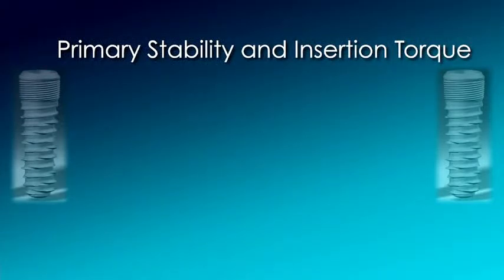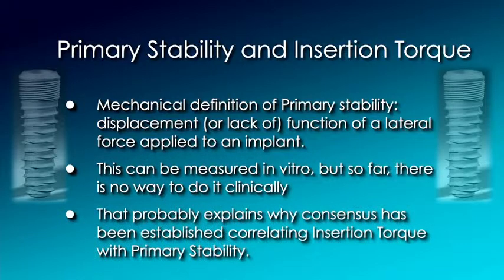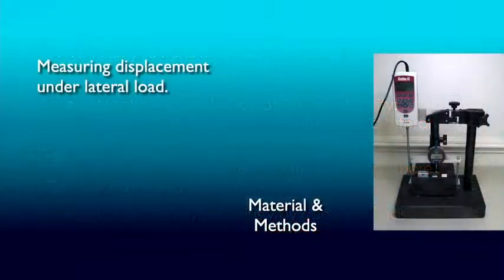To measure stability from an engineering standpoint, you apply force at 90 degrees to the implant and you measure the micro movement. You cannot do that in the mouth, but you can do that in vitro, which we did. So this is the device that we fabricated. You have a dynamometer which applies force to the abutment on the implant, and on the other side you have a micrometer that measures displacement.